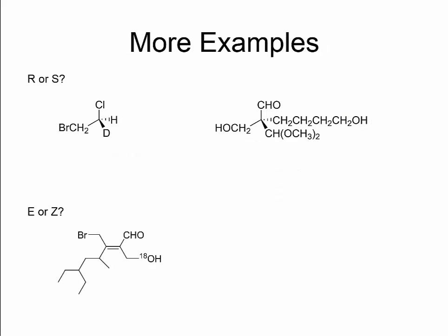Here's some examples for you to try. Pause the video, try to classify the stereocenter as either R or S, or the alkene as either E or Z, and then come back to the video to see the solutions.